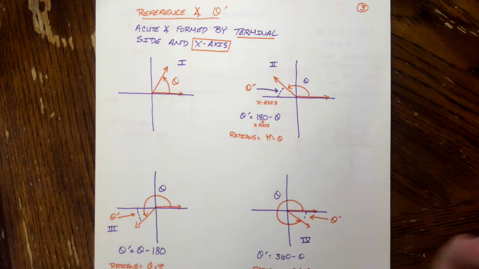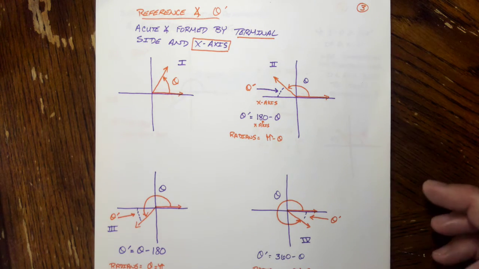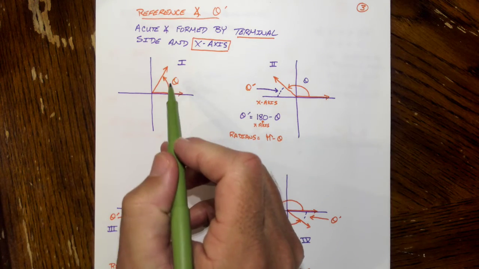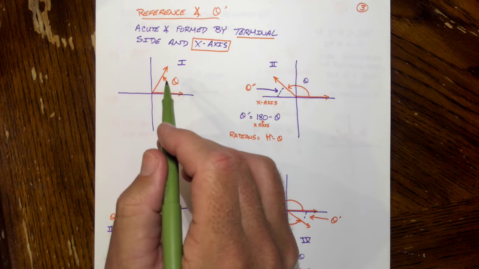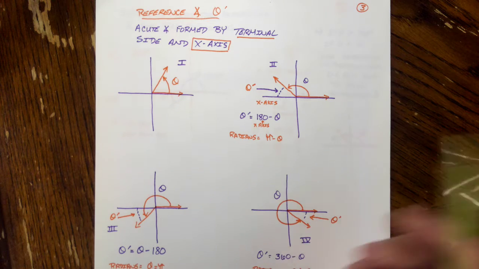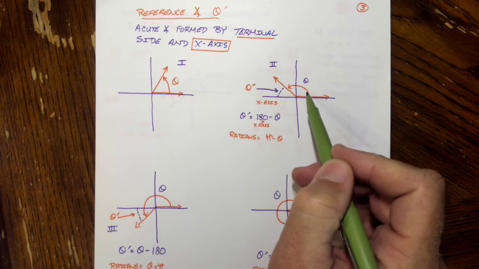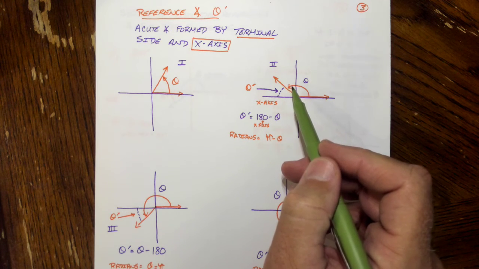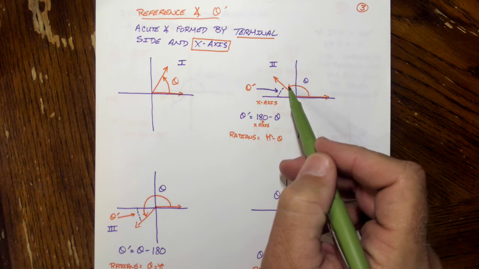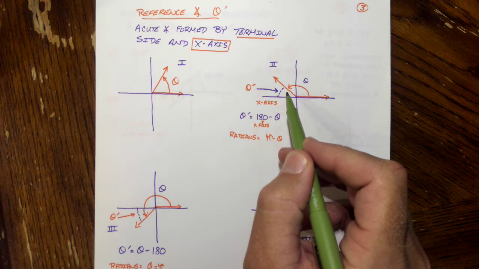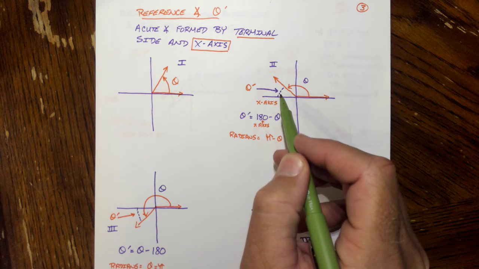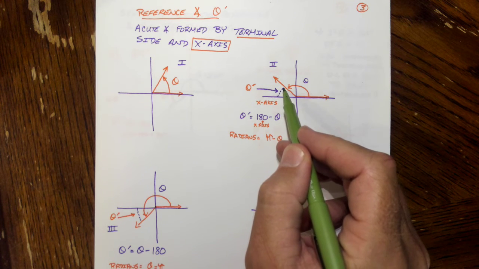So here in quadrant 1, it's simply going to be whatever theta is. Here's your x-axis. So there's your angle all the way up to 90 degrees. In quadrant 2, where most people would consider an obtuse angle, we've got theta, but again, by definition, it's the terminal side and the x-axis. So theta prime is going to be this small angle here, the acute angle.